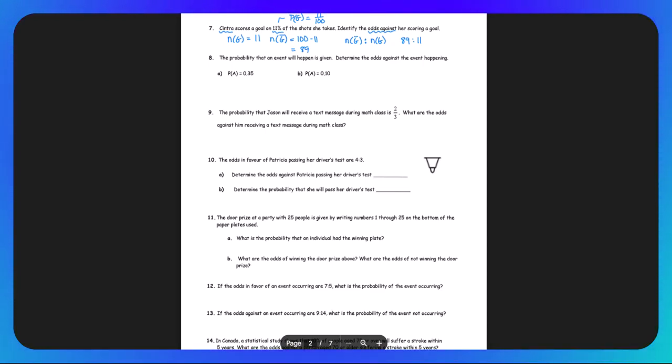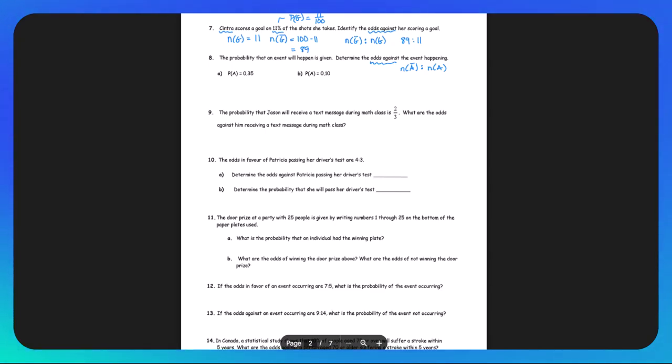So the next one. What is the probability that an event will happen? The probability that an event will happen is given below. Determine the odds against that event happening. So in order to figure out the odds against, we need to figure out the number of ways it cannot be the event, to the number of ways of the event.